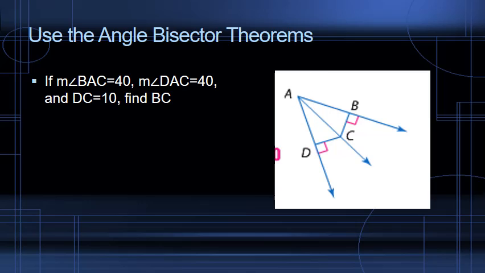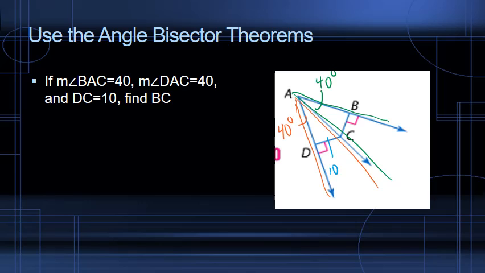Okay, so we got the same diagram over here to the right. And this time we're saying that if the measure of angle BAC, so BAC is right here, is 40, and the measure of DAC, put this in a different color, DAC is 40, so there's DAC, measure of angle DAC, and DC is 10. Find the measure of BC.